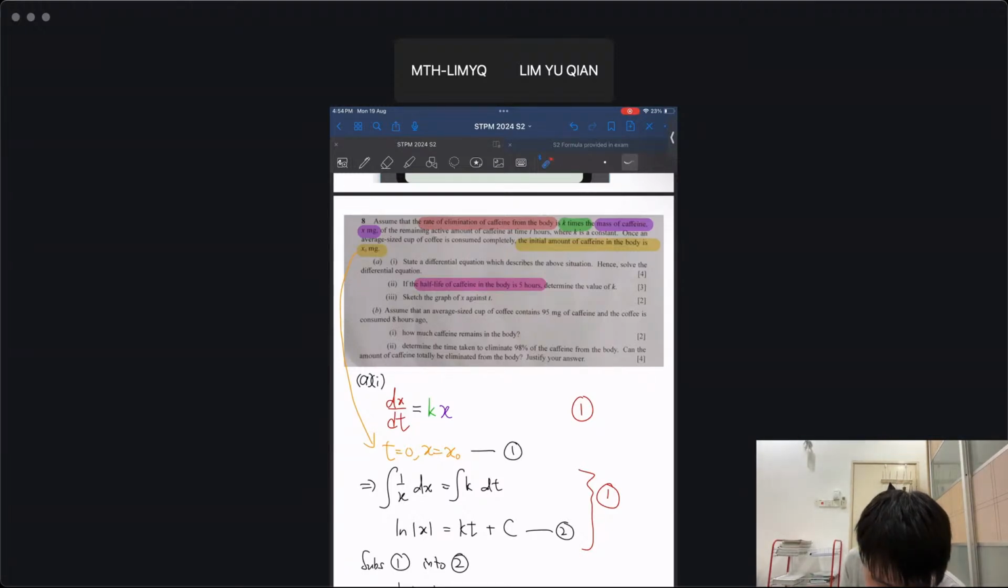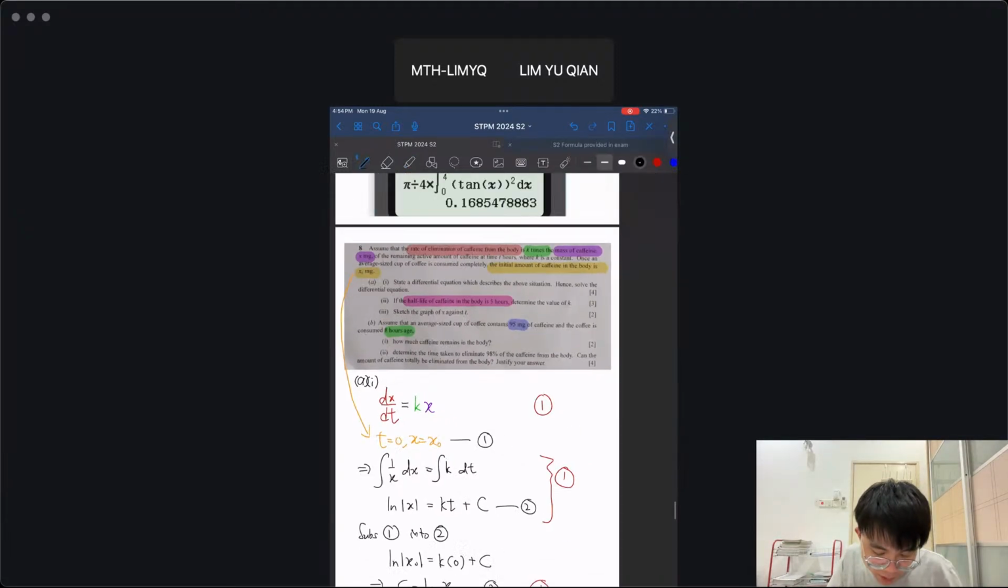This one tells you what? Substitute only and find the value. It means that 95 is the x naught, right? Substitute because they tell you the original mass of caffeine is how much? 95 mg, and then 8 hours ago, and how much is left? So t equal to 8. So let's put 95 mg and then 8 hours ago.